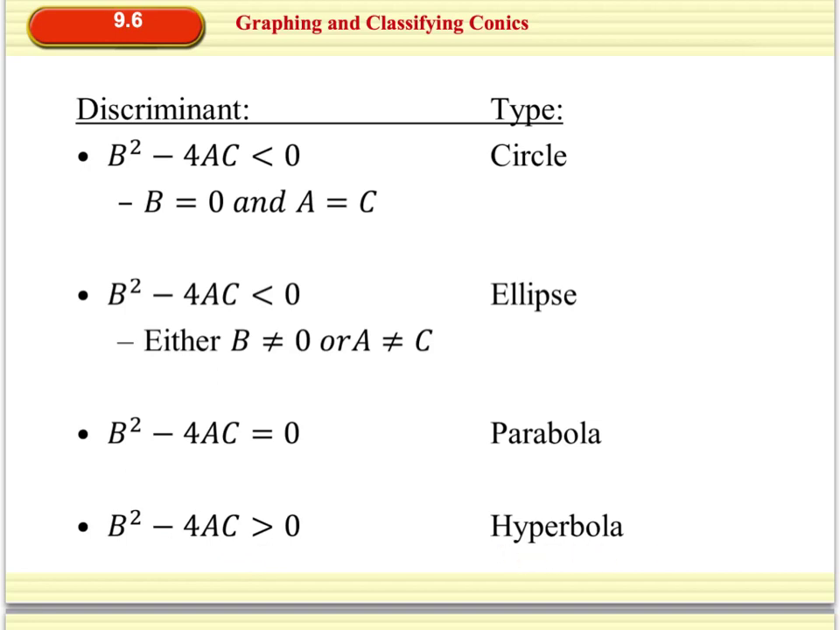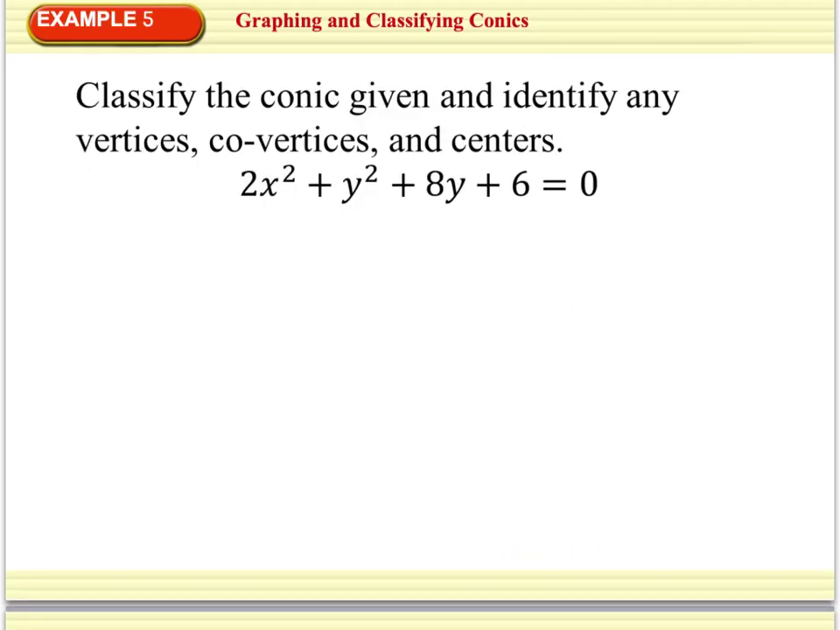Example 5 says to classify the conic given and identify any vertices, co-vertices, and centers. Now, before I worry about my vertices, co-vertices, and centers, the first thing I need to do is figure out what kind of an equation I have.